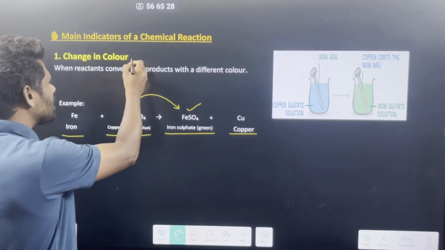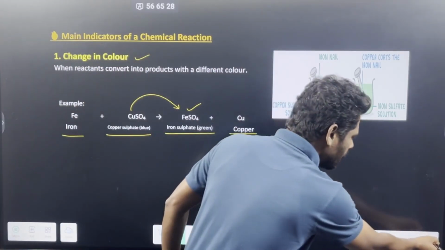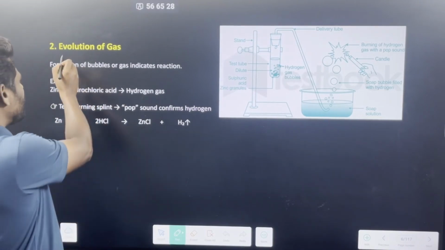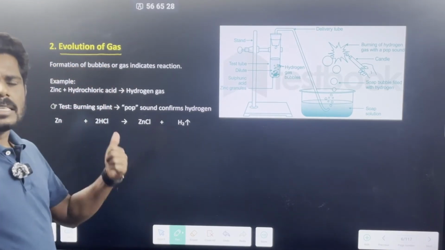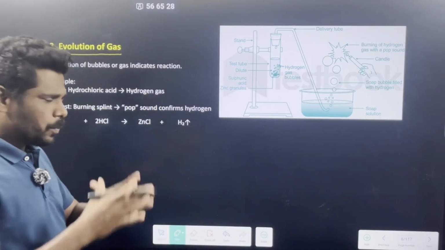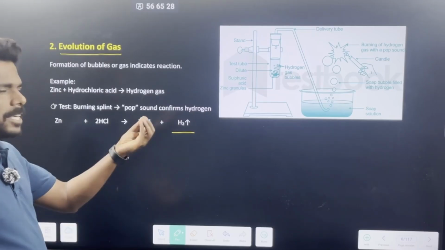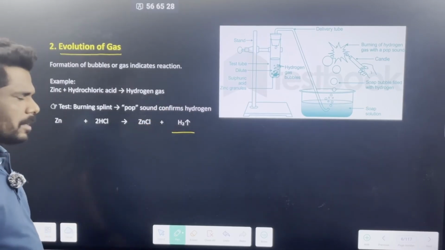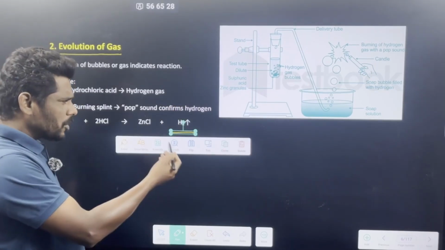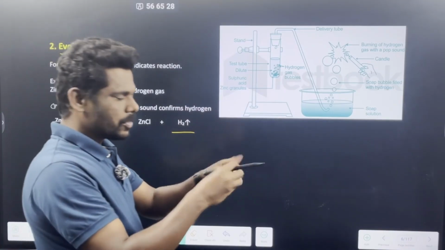Whenever we see change in the color in a change, yes, we may think that it is a chemical change. In the same way, let us consider here evolution of gas. This is an example where the zinc granules are reacting with hydrochloric acid to evolve hydrogen gas, a colorless gas which makes a pop sound with a burning splinter. So we confirmed that the gas evolved is hydrogen gas. So the evolution of gas is also an indicator of a chemical change.